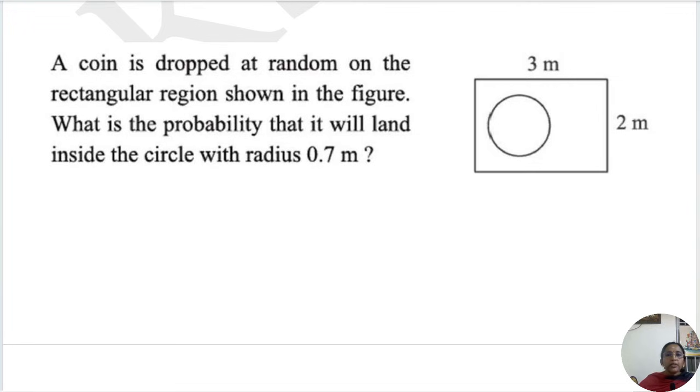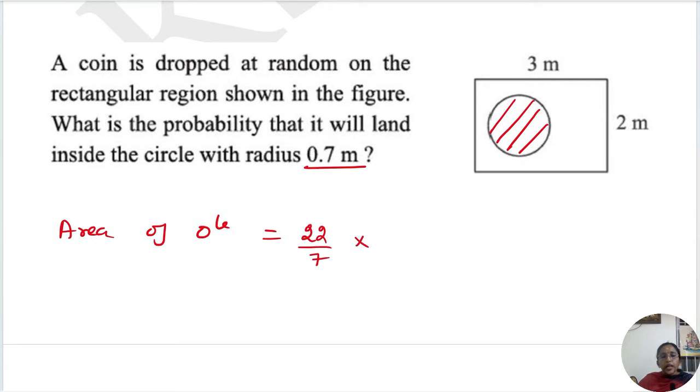A coin is dropped at random on the rectangular region as shown in the figure. What is the probability that it will land inside the circle with a radius of 0.7 meter? So this is our favorable area. Now we have to calculate the area of the circle. The area of the circle is pi r square. The radius is given as 0.7. So pi is 22 by 7 and 0.7 can be written as 7 by 10, so pi r square on reduction is 77 divided by 50. Here it is meter, so meter square.